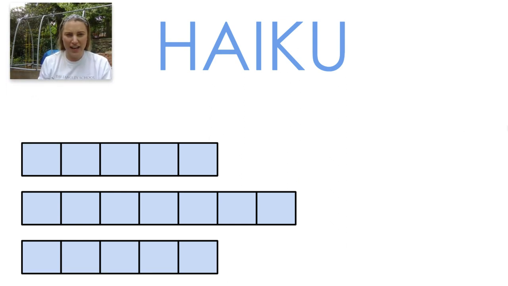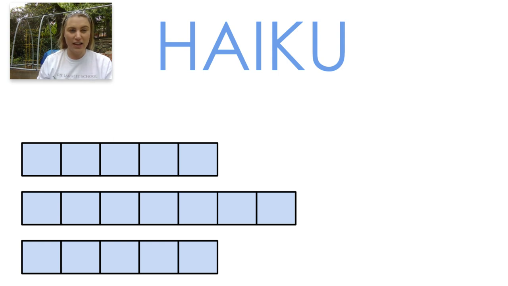Today we are going to talk about a special type of poem called haiku. A haiku is a type of poem that follows special rules about the number of lines and the number of syllables in each line, kind of like a syllable recipe. Every time you see a haiku, it's going to have 3 lines. Each line is going to have a certain number of syllables.